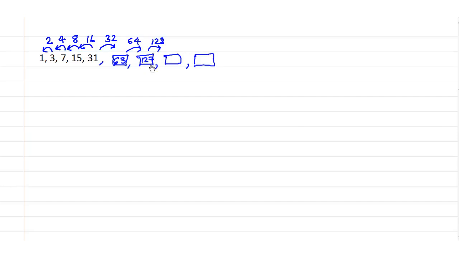In fact, if you notice carefully, 128 is just one more than 127. 64 is one more than 63. 32 is one more than 31. So that is also another connection.